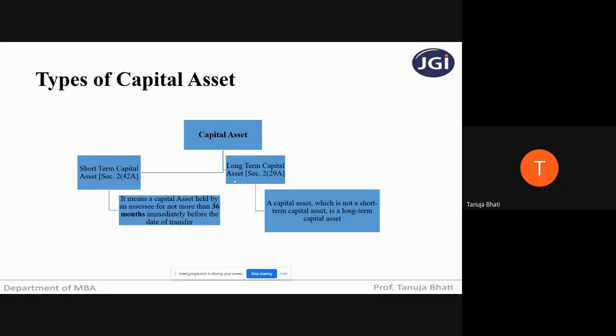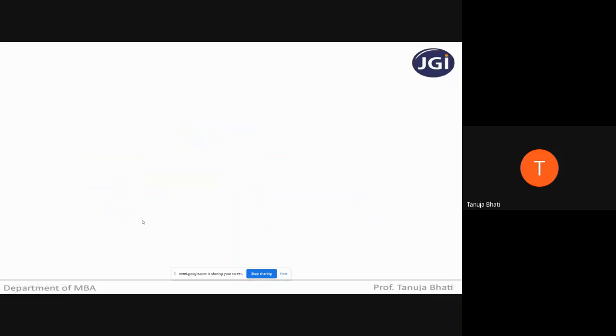So students, have you all understood what is short-term capital asset and what is long-term capital asset? Simple. Just remember, if any asset is with you for 36 months or less, it becomes a short-term capital asset. If any asset is with you for more than 36 months immediately before the date of transfer, it becomes a long-term capital asset. Now, this period of 36 months has certain exceptions.